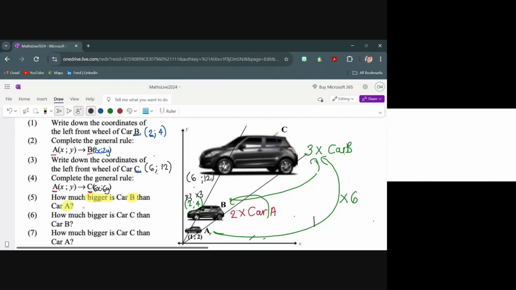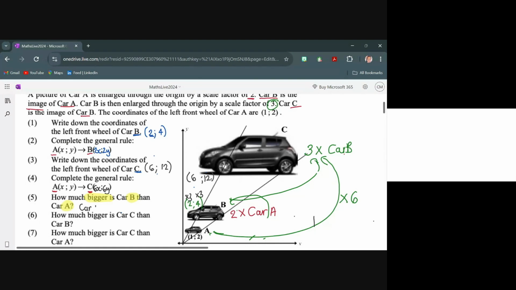So we can say car B is what more than 2 times? Good. We can say 2 times more than car A, or we can say it's twice as big. We can say both of those. 2 times as big as car A, or 2 times bigger, or twice as big as car A.